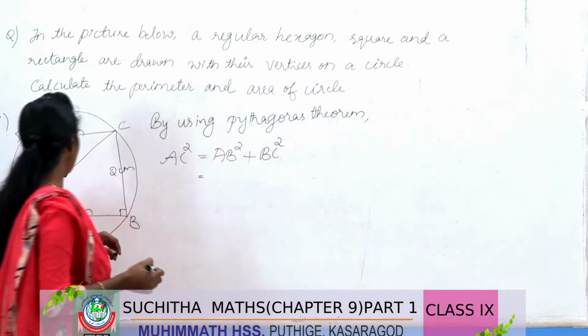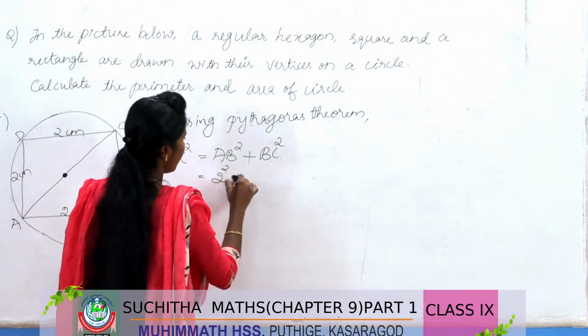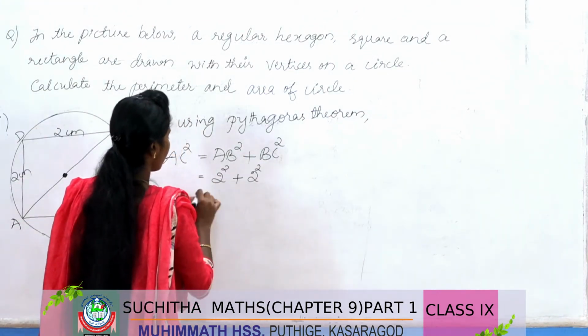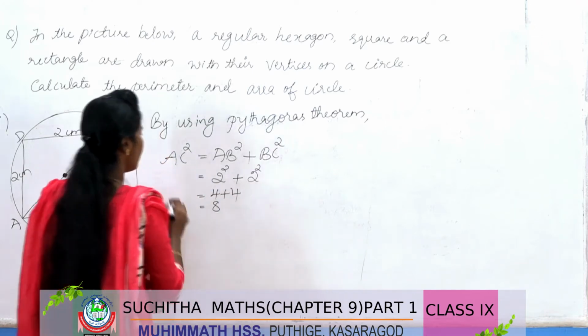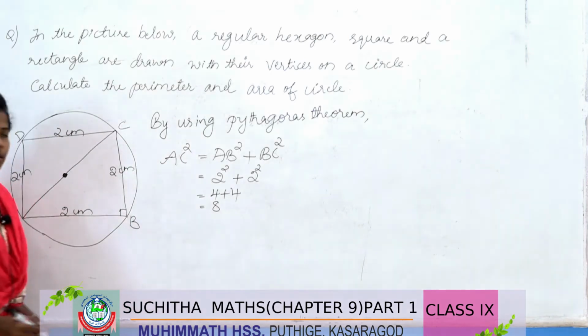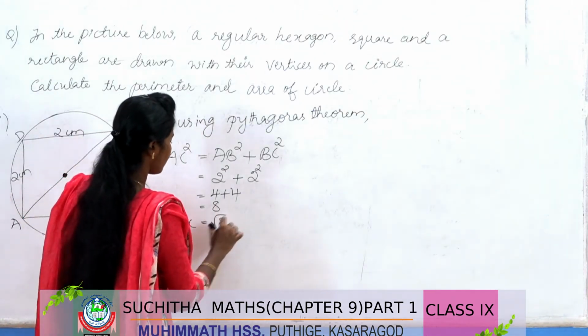That is AB is 2 square plus BC is also 2 square. That is 4 plus 4, 4 plus 4 is 8. That is AC square is 8. Therefore AC is square root of 8.